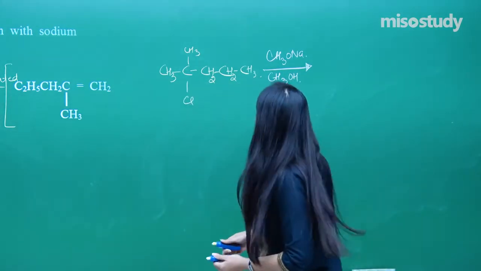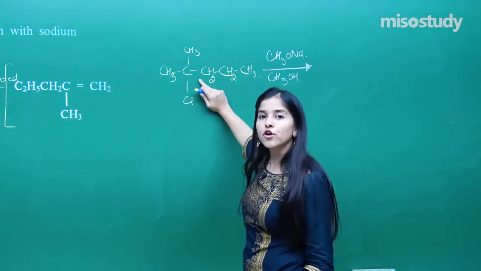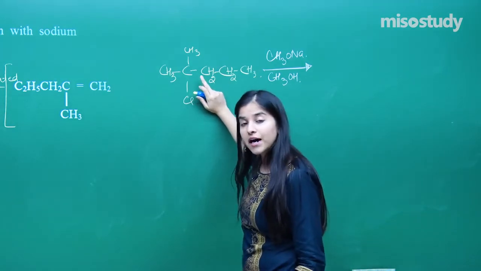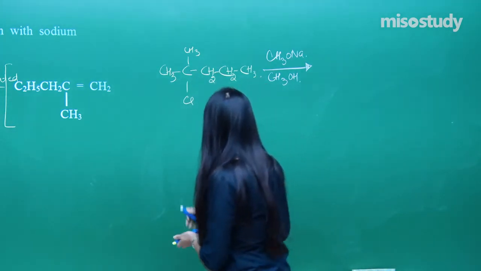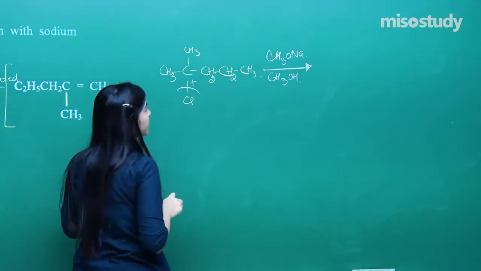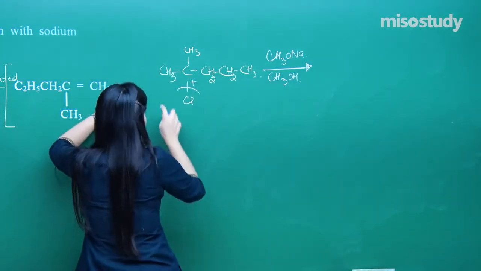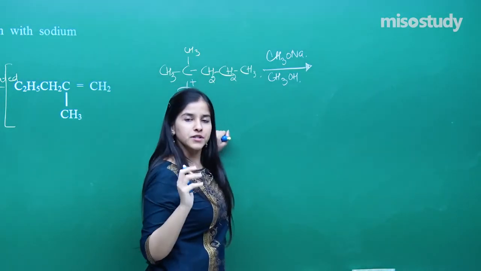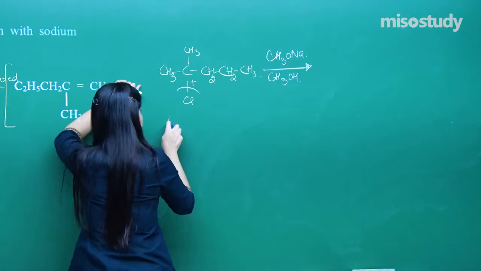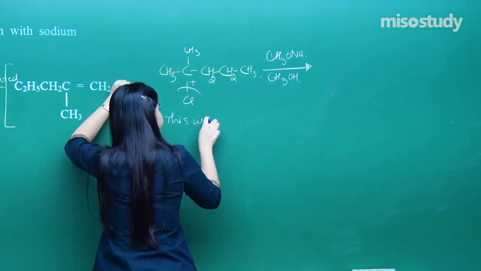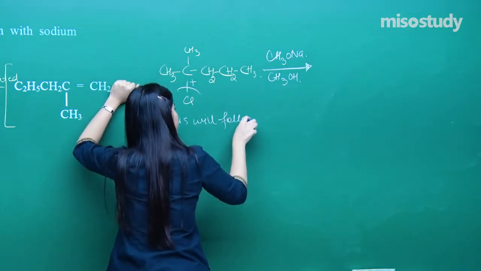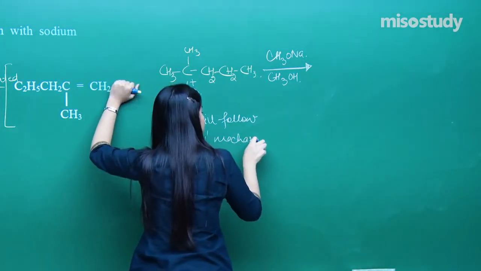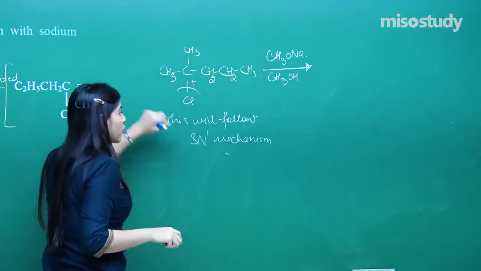So if you observe very carefully over here, if I try to form a carbocation, the carbocation formed will be a tertiary one. So it will be a tertiary carbocation if I try to remove this chlorine. That means this very compound will follow not SN2 but SN1 mechanism. Just merely by looking at the compound, I have decided that it will follow SN1.